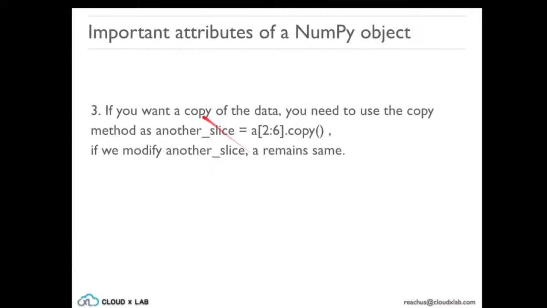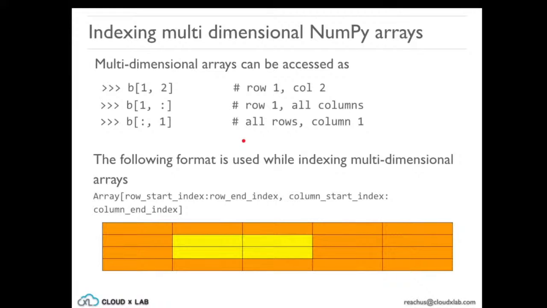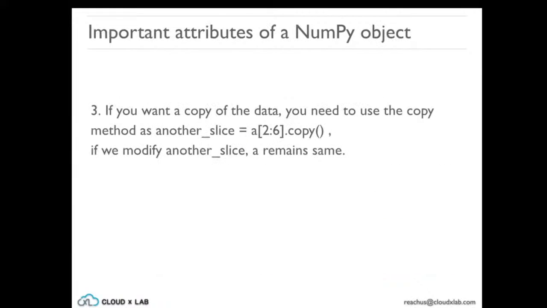That's all right. If you really want to make a copy of the data, you need to use the copy method. This would make a copy of it, and therefore if you make any changes on this, it would not affect A. So this is one of the differences, something very important when you talk about NumPy arrays.